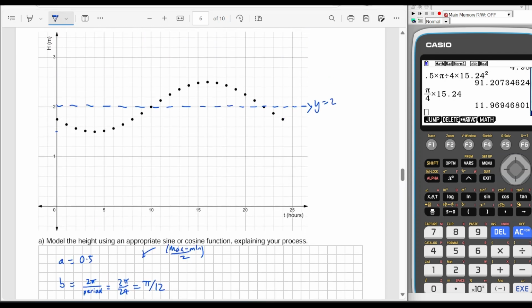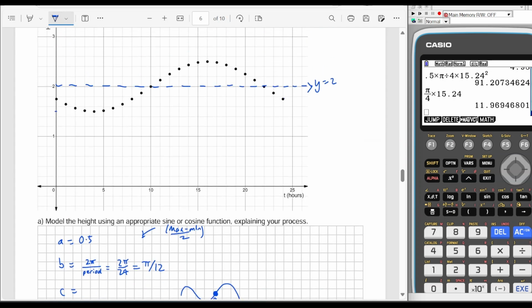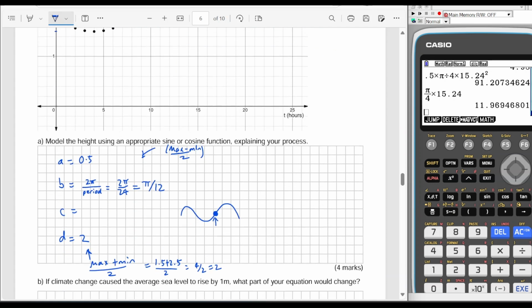C is the kind of annoying one to find. With C, you're looking for this very special point on the graph where it's in the center and it's coming back up. So you're after that point. In our case, that's 10. It's that special point there. C is 10. Okay, so our graph is going to look like this.